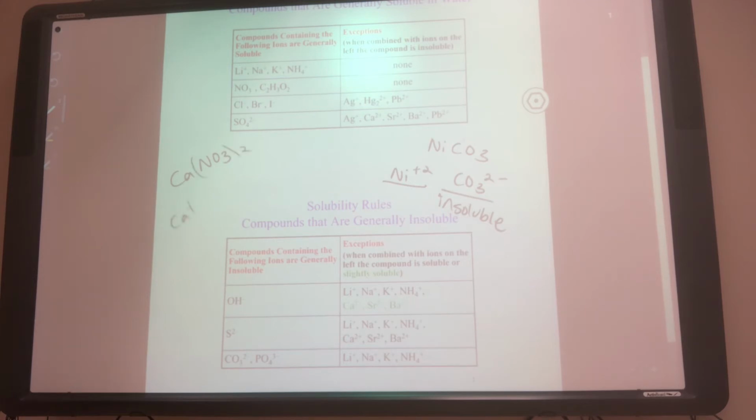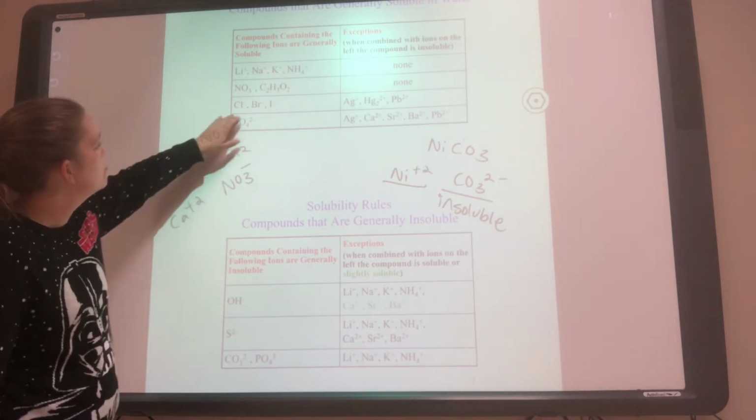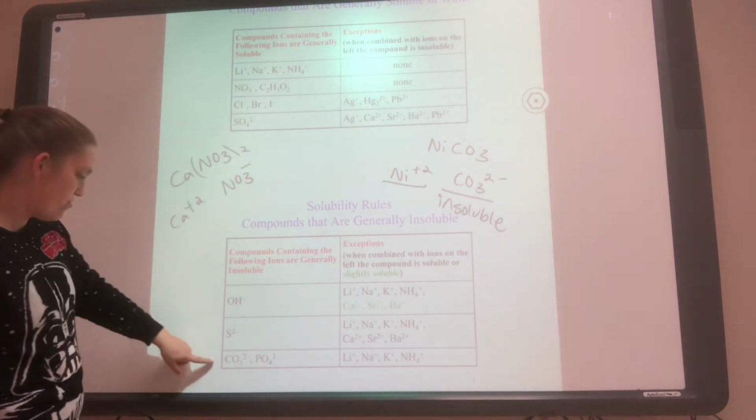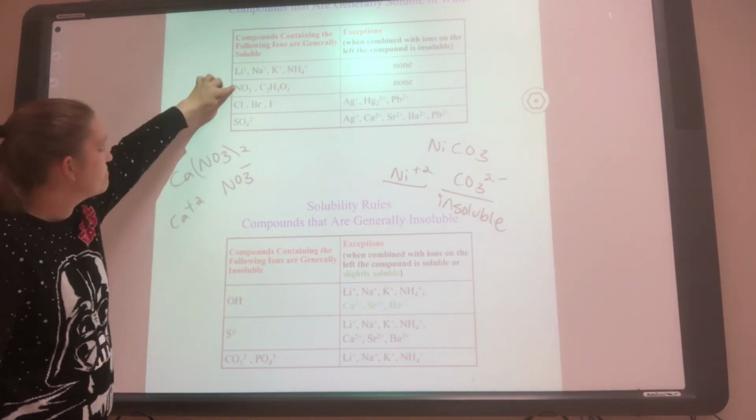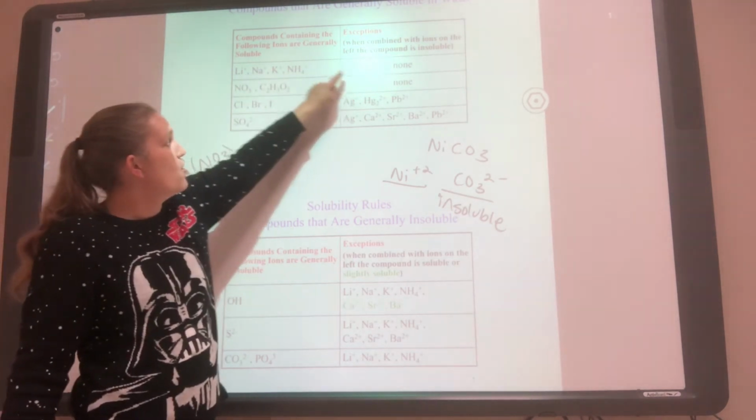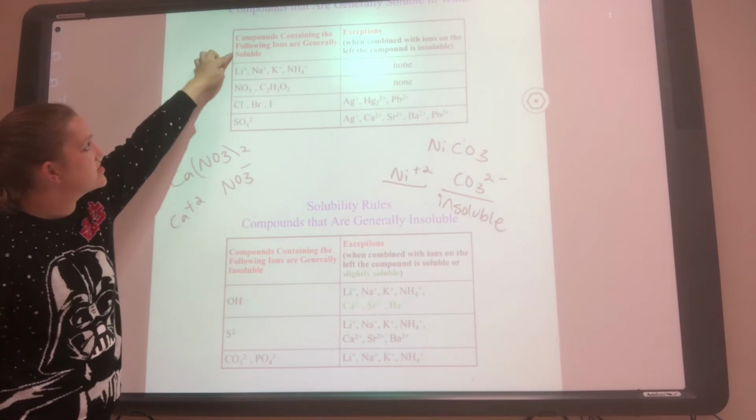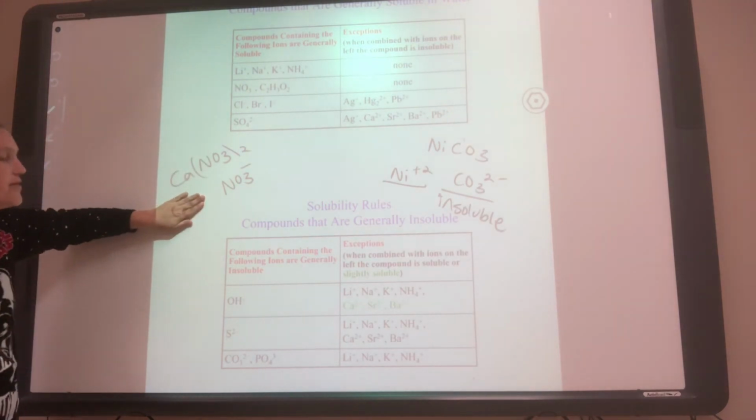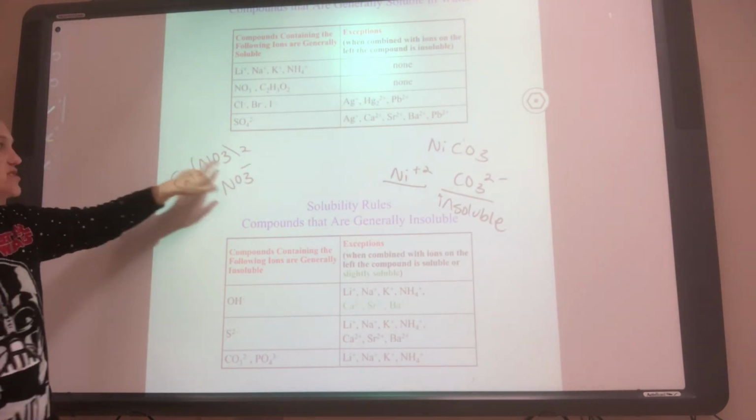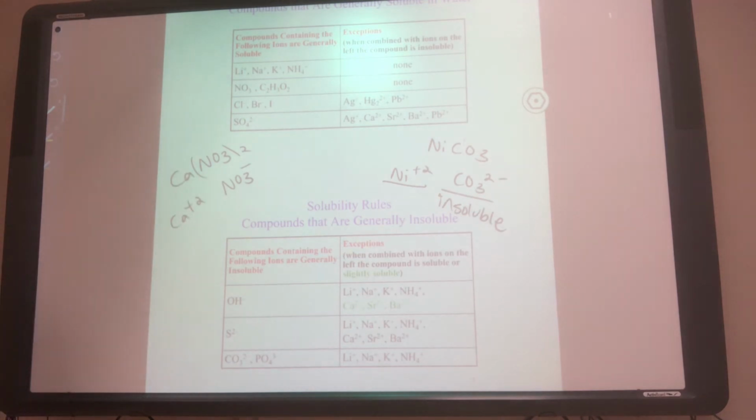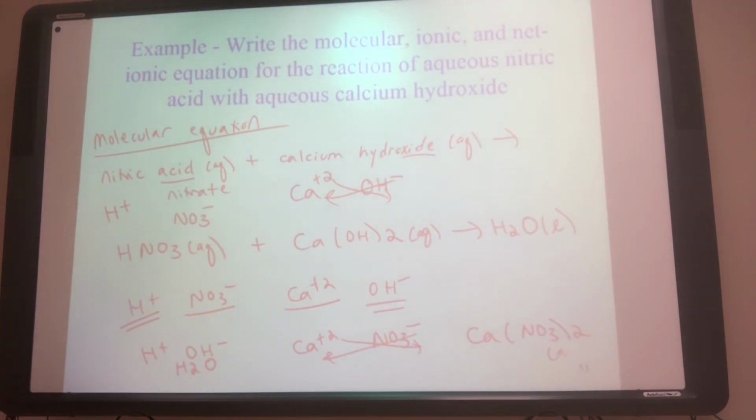So Ca +2, NO3 minus. Do I see a Ca +2? Nope. NO3? Yep. Any exceptions? Nope. So if NO3 is here, it's soluble. So this doesn't tell me anything, but this tells me that this guy is soluble. If he's soluble, what do we write? AQ. So now I have all of my guys.